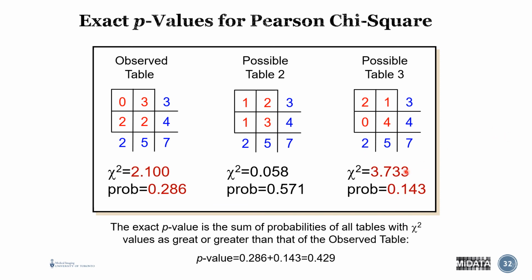So the exact p-value is going to be the sum of the probabilities of all tables with chi-square values that are as great or greater than the one observed in our observed table. And so the chi-square is 2.1, and therefore in this case there's only one other table that is as great or greater than our chi-square in our observed table, and so the p-value is simply going to be the sum of these two p-values, which is going to be 0.429.